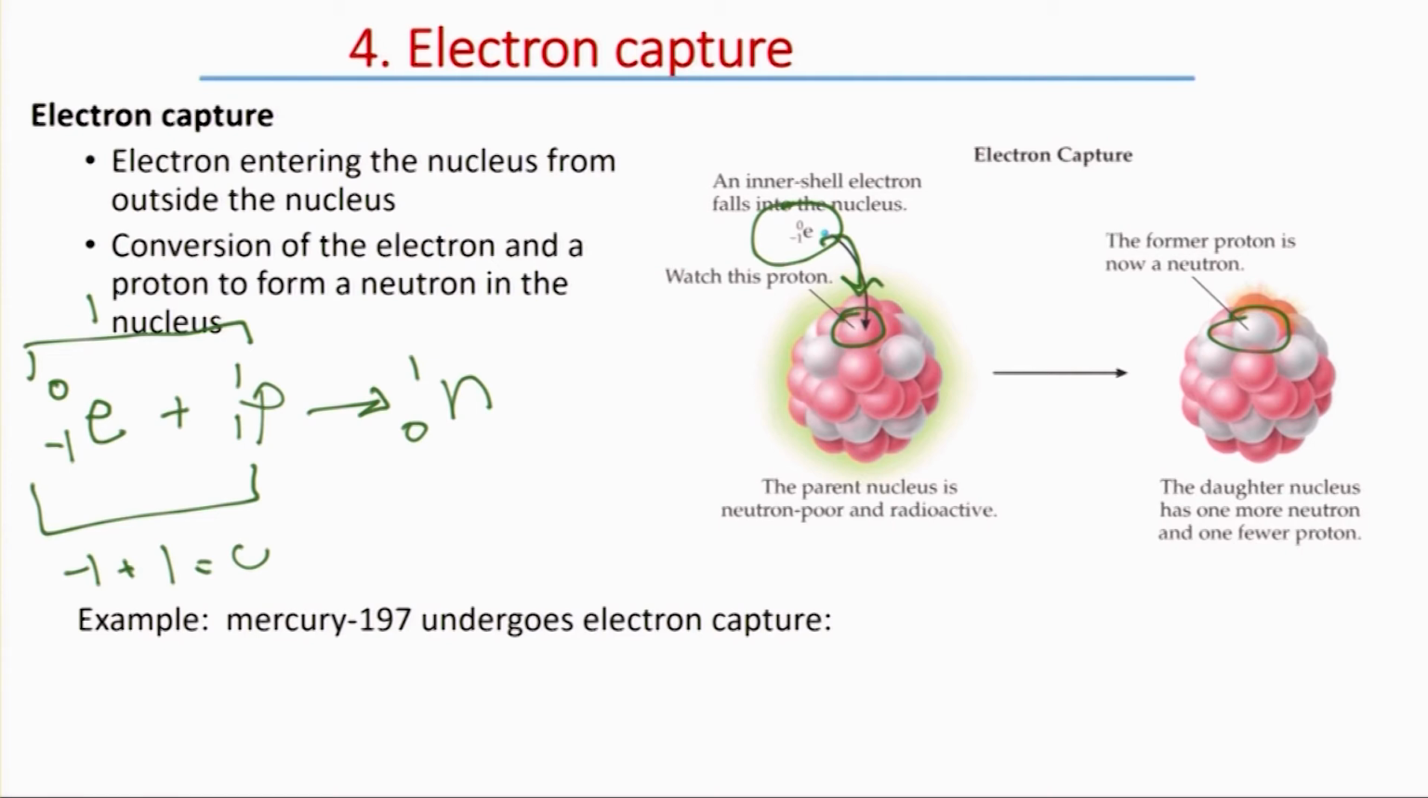Let's do an example here with mercury. 197, atomic number is 80. Now we're going to put the electron that's getting captured on the reactant side, so this is going to get an electron. And let's make sure our mass numbers and atomic numbers add up. Does not have a change in mass number, that's still 197. And then we have 80 plus -1, that's 79, and you can look and see that that is gold.